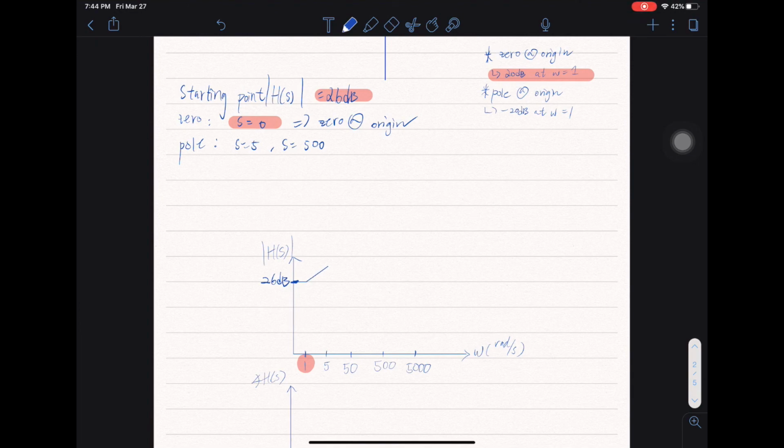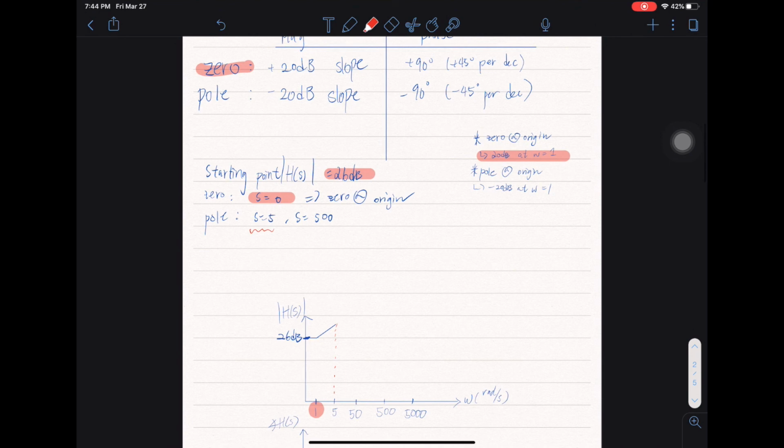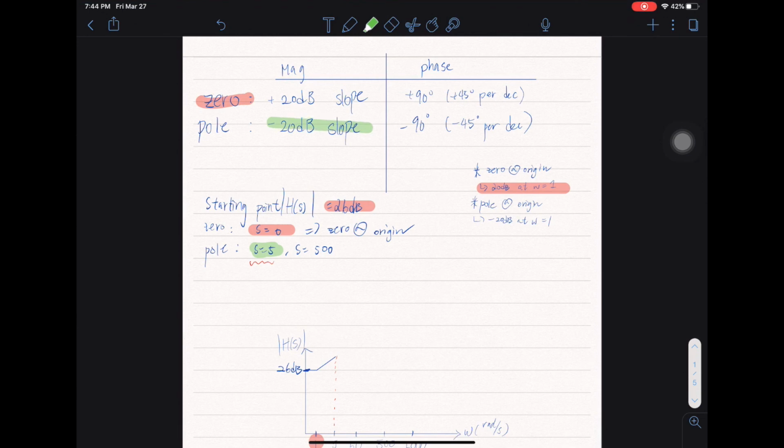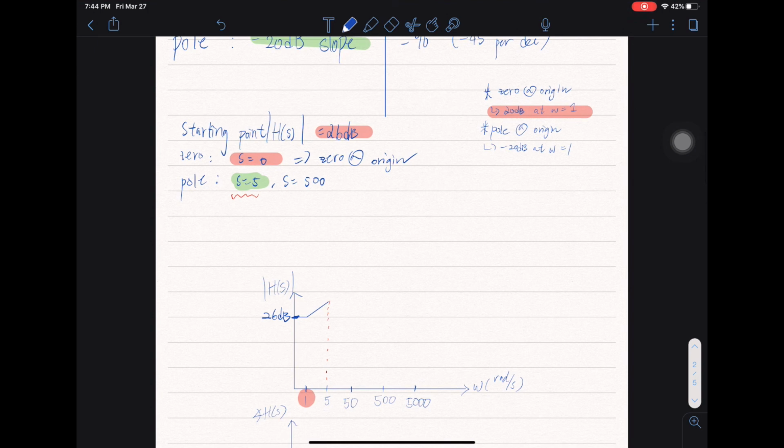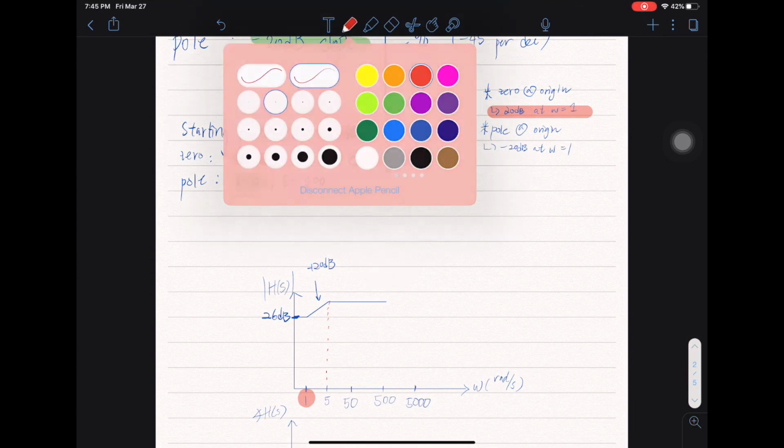So then, until let's say 5, then you decide what's going to happen next. So what happens at 5? At 5, we have a pole, right? So we notice that if we get a pole, s equal to 5, at a pole we have a negative 20 dB. So when we draw that at 5, we want to draw a negative 20 dB, but realize that at this point, this is a positive 20 dB, and we have a negative 20 dB at 5, that means it will cancel out until the next pole or zero that you meet, which is at s equal to 500.